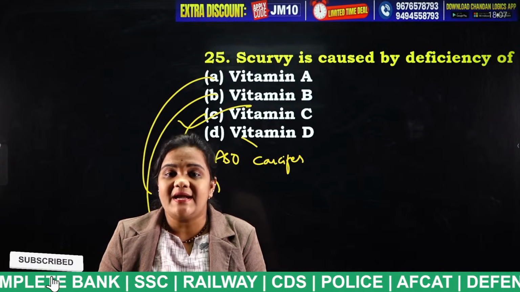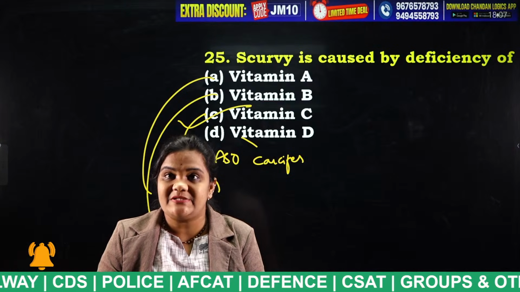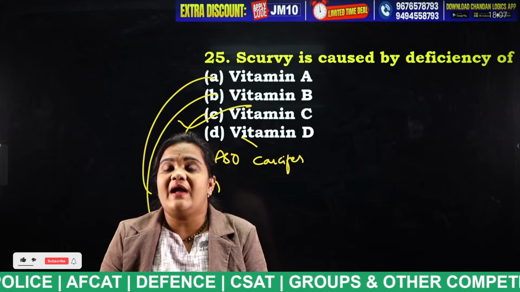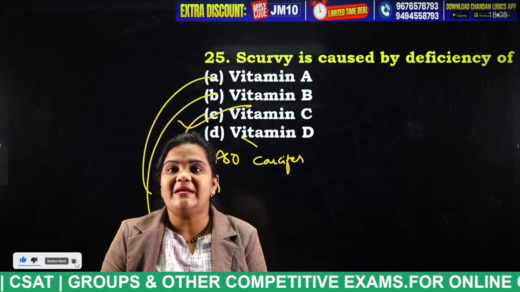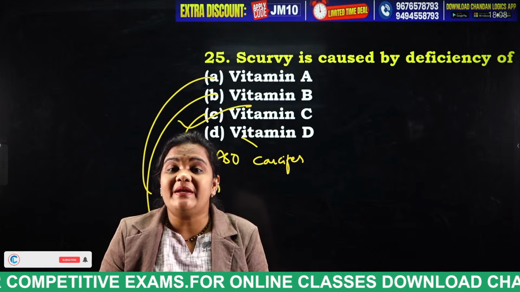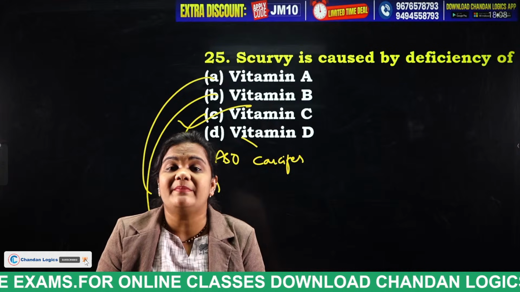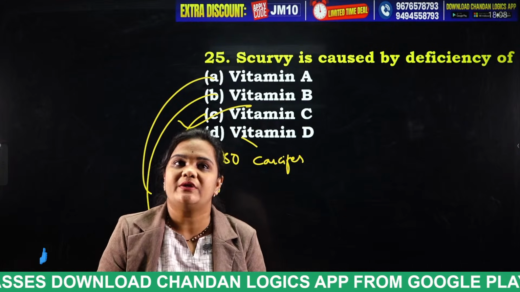Question 1 is: which vitamin is stored almost 80 to 90% in the liver, and which vitamin is known as beauty vitamin? Vitamin E, tocopherol, is known as beauty vitamin. And vitamin A is stored maximum in the liver, 80 to 90%. Very good, students, very good, keep it up.